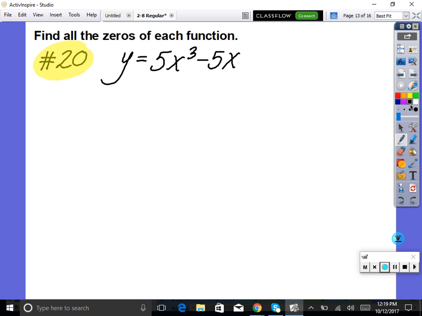Dear T, you guys are the best solvers of polynomials in the school. Here we go. Number 20. Well, no, I'm dead serious.